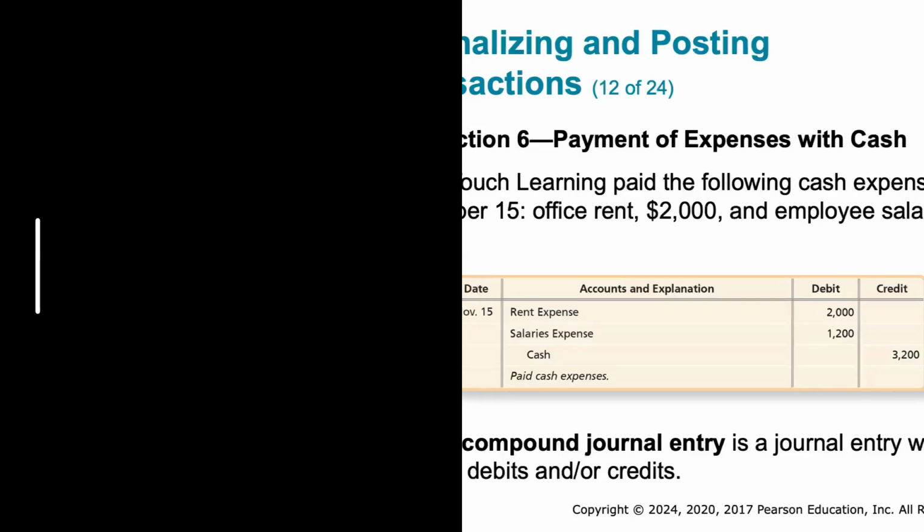Salary is an expense. That goes up because we're increasing what we're paying in salary. Our salary expense is $1,200. That is our debit. We're going to indent. And we have our cash going down. That's going to be our credit. We totaled both of these, it's $3,200. So we have $2,000 and $1,200 debit, $3,200 credit. Paid cash expenses. Here we have three different accounts being used in one transaction, but they all even out. This is a compound journal entry, a journal entry with multiple debits or credits. Even though we had multiple debits in this transaction, we still were able to balance it out, and it still was a journal entry. So don't let multiple accounts scare you.